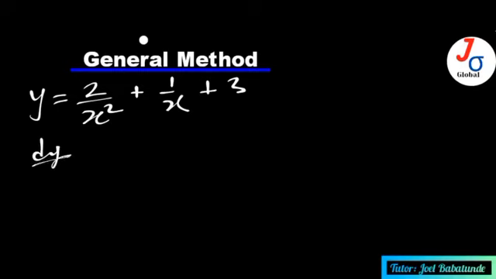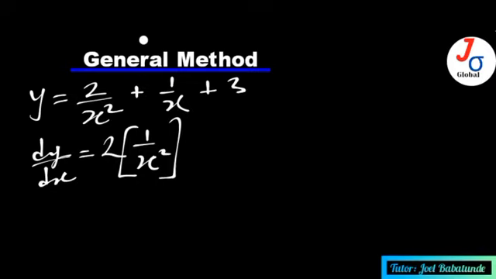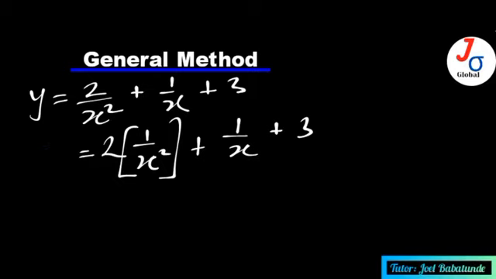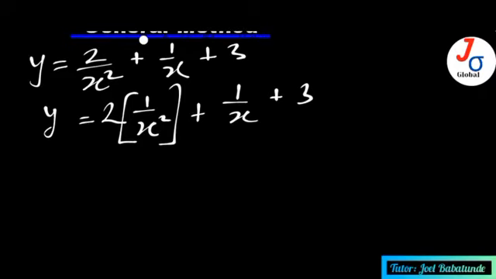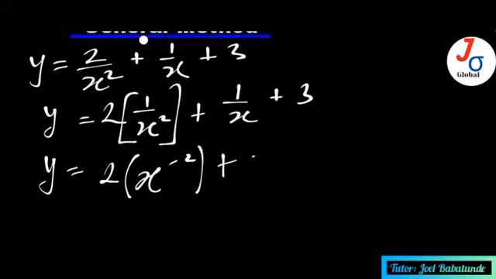So dy/dx becomes, we can write this as 2 into 1 over x squared, because this would multiply and you have 2 over x squared, then 1 over x, then plus 3. Okay, wait, I've not differentiated at all, so let me just say y. I'm just simplifying so that I can differentiate, and y now becomes 2 into, since you are familiar with indices, x to the power of minus 2. Then this should be x to the power of minus 1, then plus 3.